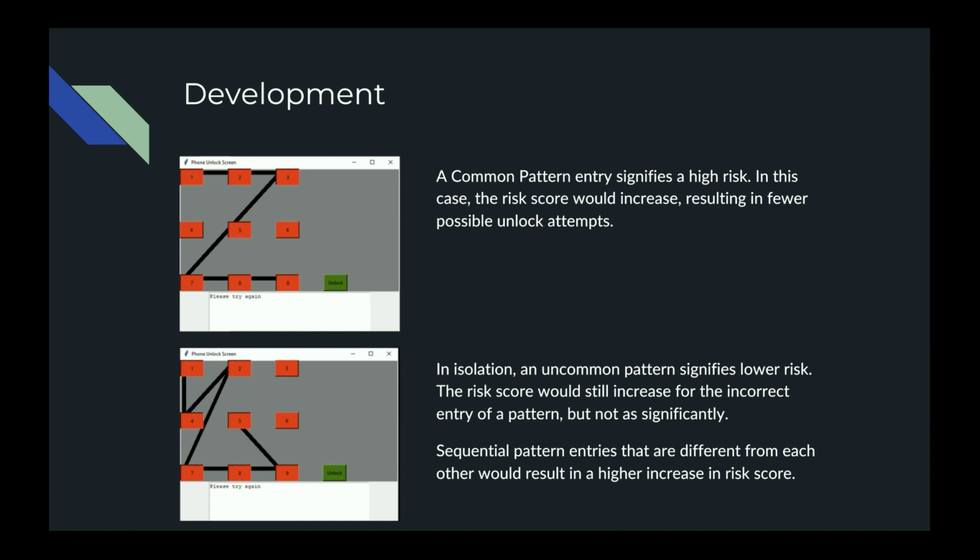So for example, if someone uses a regular uncommon pattern, it would be 4 tries, but if someone uses a common pattern, it would be 2 tries instead. So if he doesn't get the correct pattern on the second try, the phone would be locked out. An uncommon pattern signifies low risk, and even if they get a wrong pattern, they would still get half a point for the score, and that would still give them another chance to try to get access to their devices again.